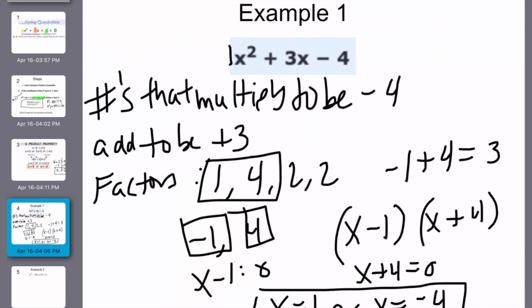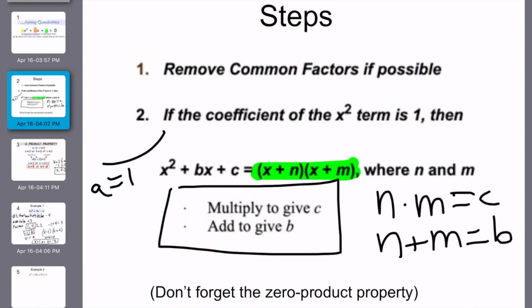Okay, so again, I started off by looking to see what numbers I can multiply to be negative 4, yet also still add to be positive 3. I found those factors, and then I just took it back to the original setup of how things were supposed to be, where it's x plus a number, and my number had to be negative 1, and then times x plus another number, which in that case was 4. So it was x minus 1 times x plus 4. Let's try another example.